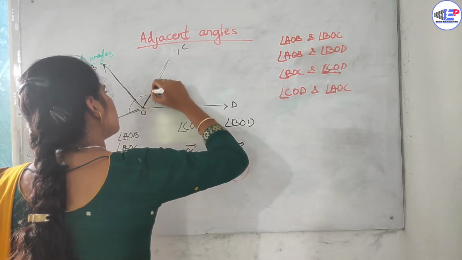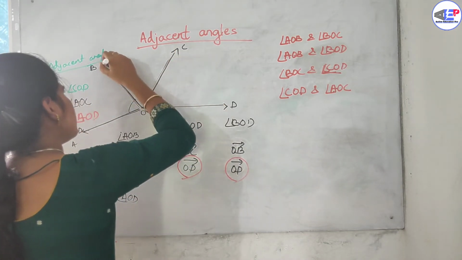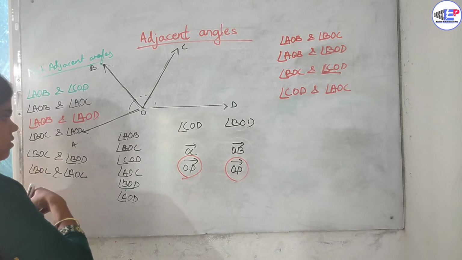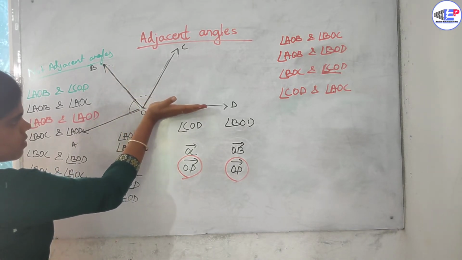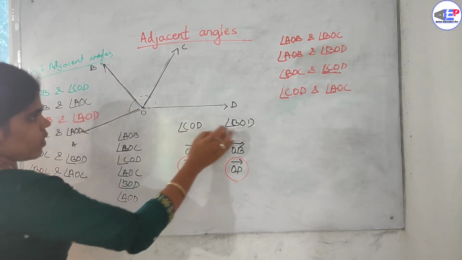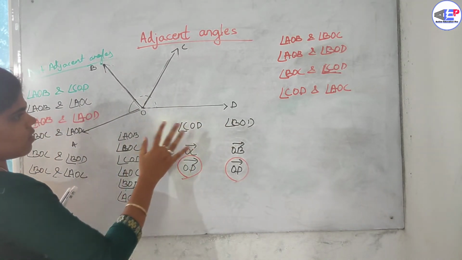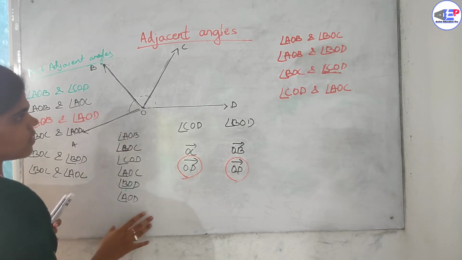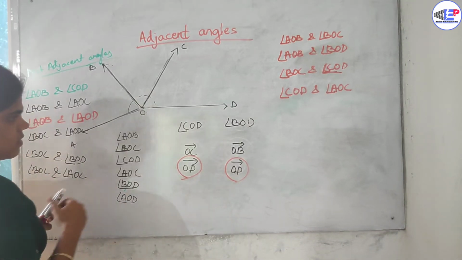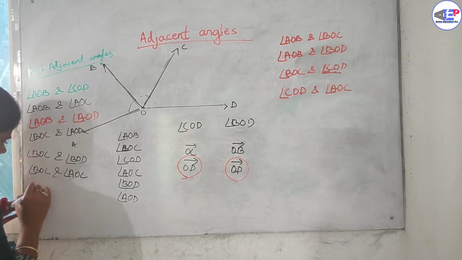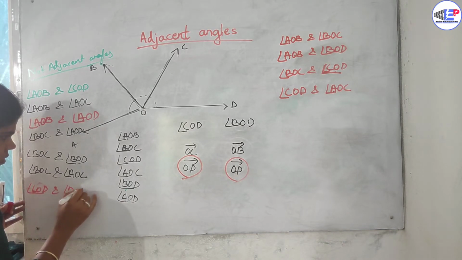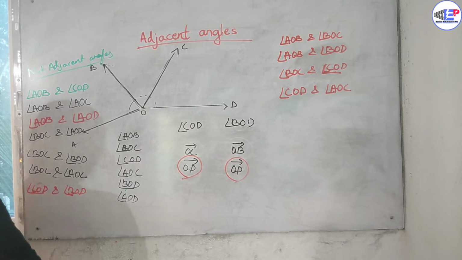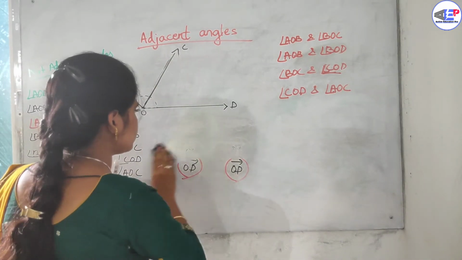Here OC and OB are the two non-common arms, which are present on just the upper side of this common arm OD. So these two angles are not satisfying the conditions to be a pair of adjacent angles. So right here, this is COD and BOD.